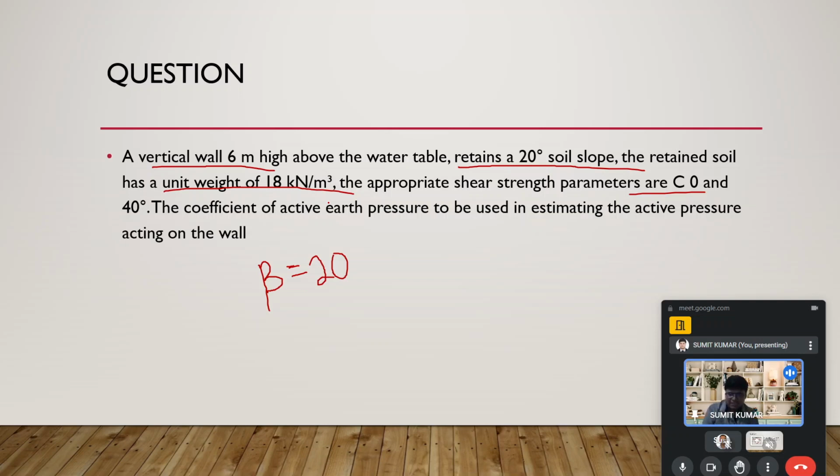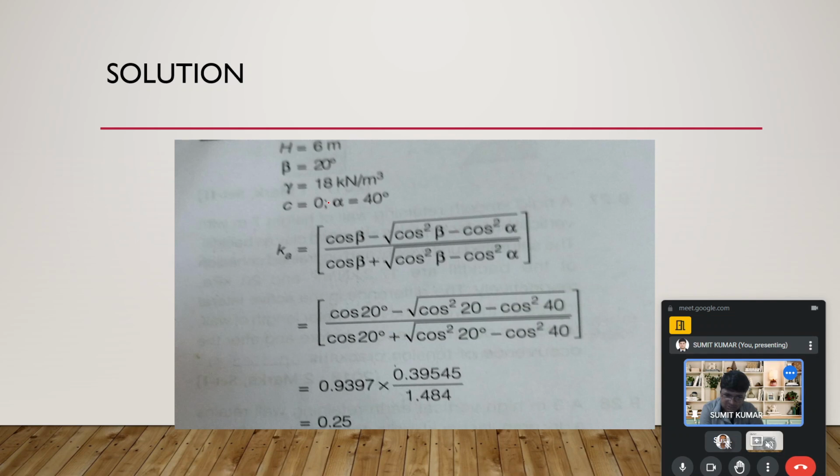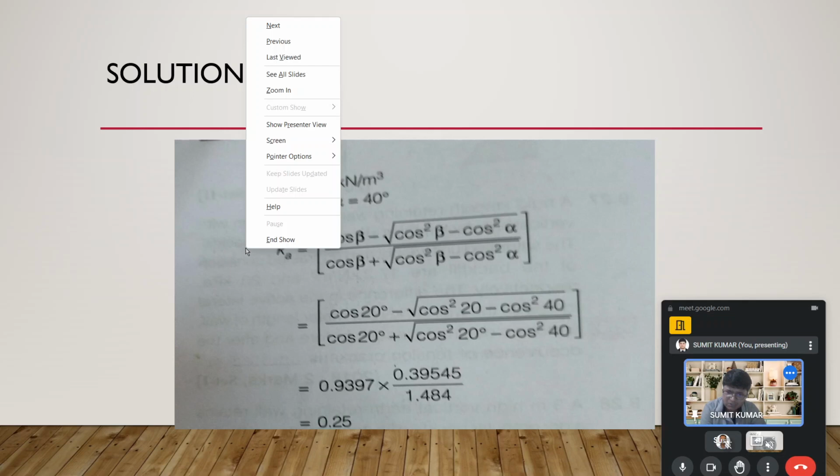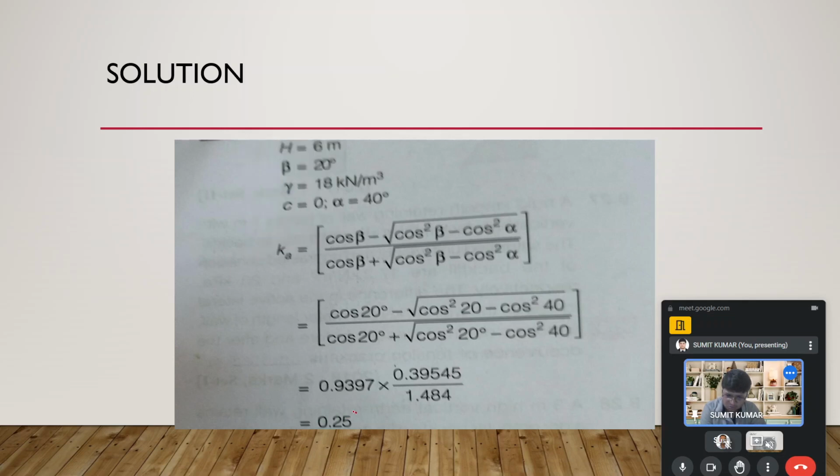Afterward, we know the relation I have stated to you, like the value of cos beta minus root under cos square beta minus cos square phi, by cos beta plus root under cos square beta minus cos square phi. With that interrelation, you are able to state the solution. And with this, when we solve, we will get the value of active earth pressure coefficient as 0.25.